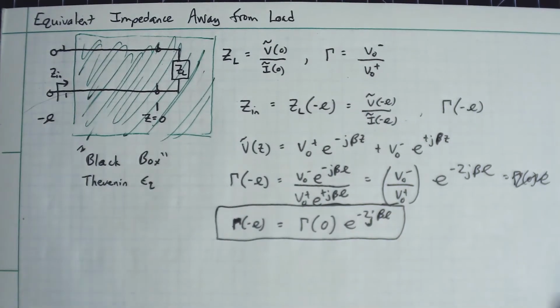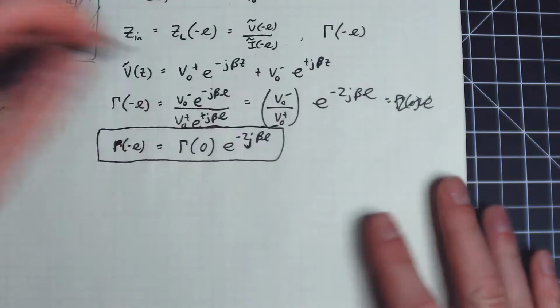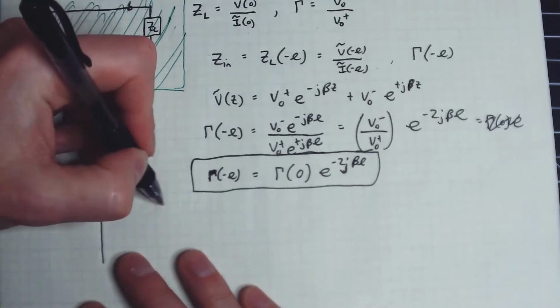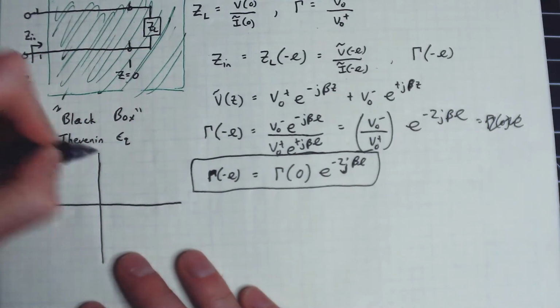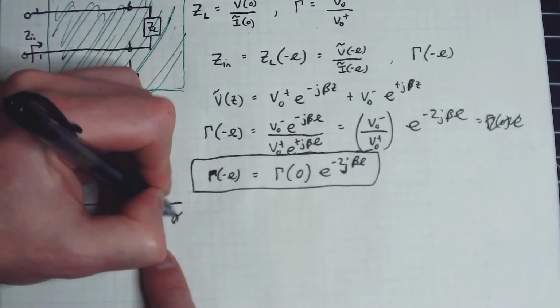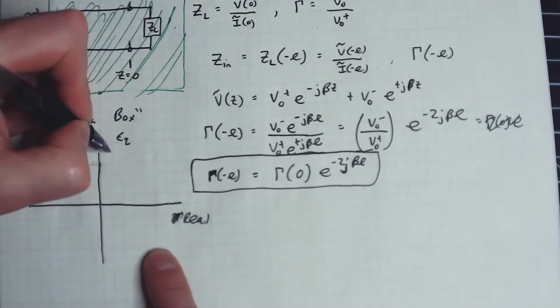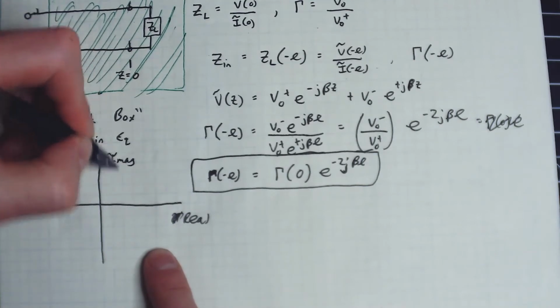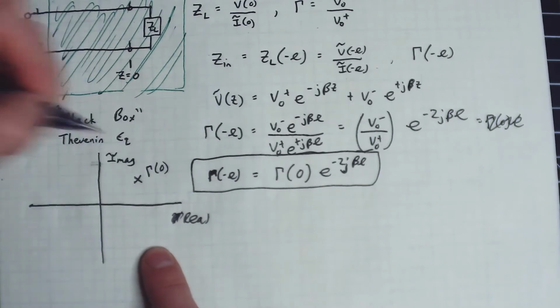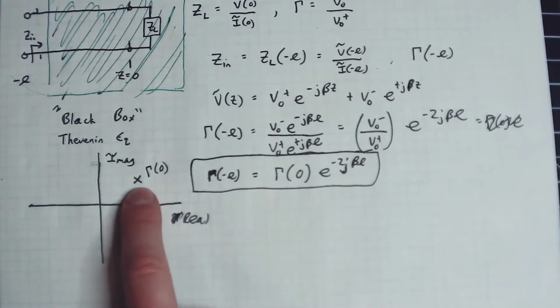So graphically, that actually creates a nice intuitive picture because what you can imagine is the following. Let's suppose I have a plot here. So this is going to be a polar plot where this is the real axis here, and this is going to be imaginary here, and I have some reflection coefficient here, which I'm going to call gamma of 0. So this is my original reflection coefficient. Remember, it's a complex value in the complex plane.